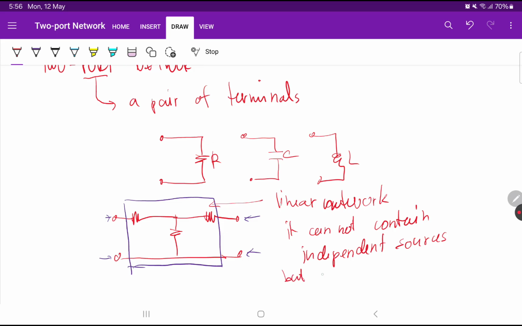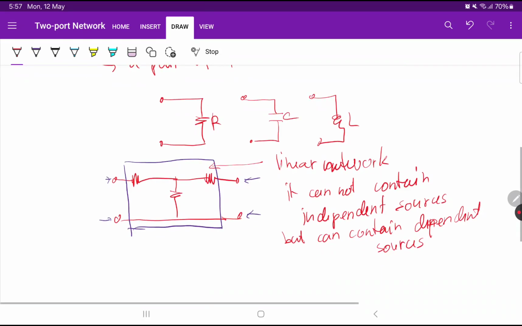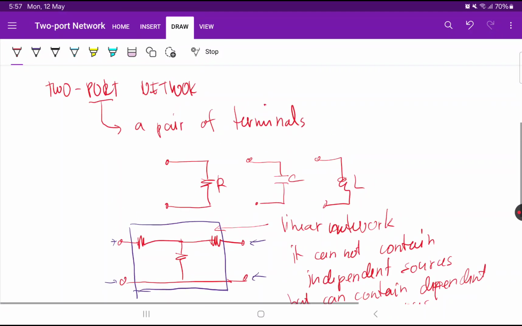But it can contain dependent sources. We already discussed the difference between independent sources and dependent sources. It can be a current source, a voltage source, or whatever. So that's a two-port network.